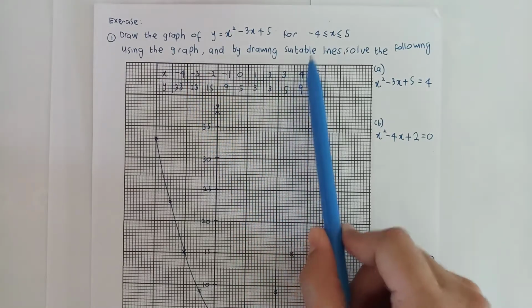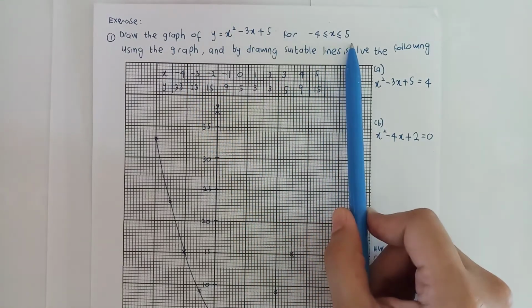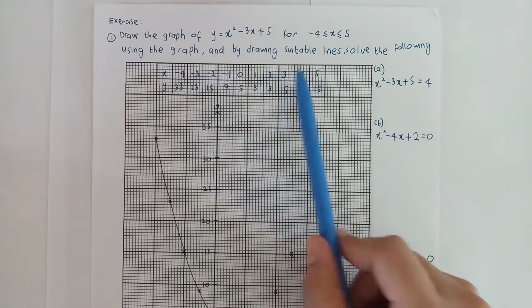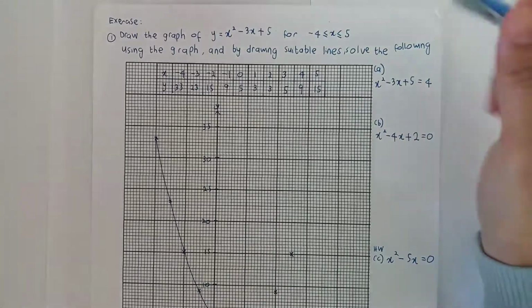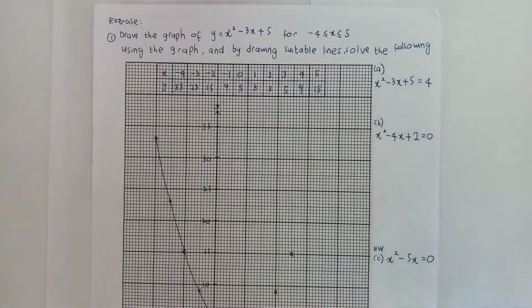Where do I get these values? From the question. -4 to 5. Okay, do it one by one. So I hope you guys can see my writing on the graph paper. I think it's quite clear.